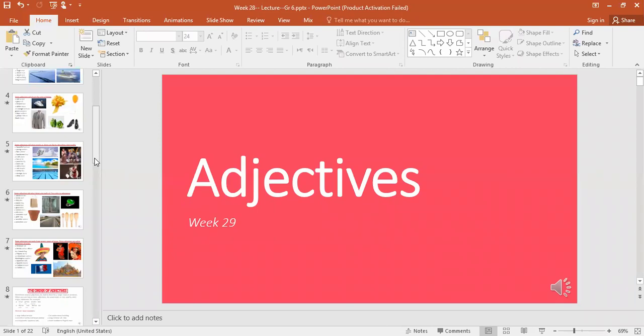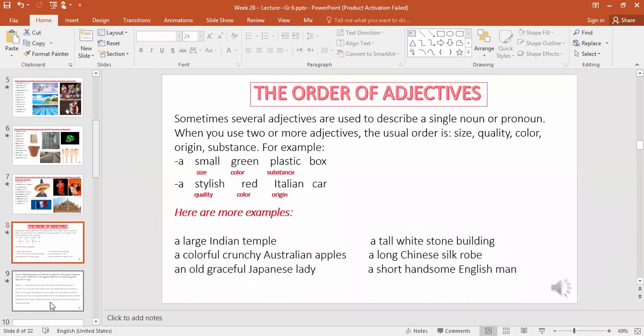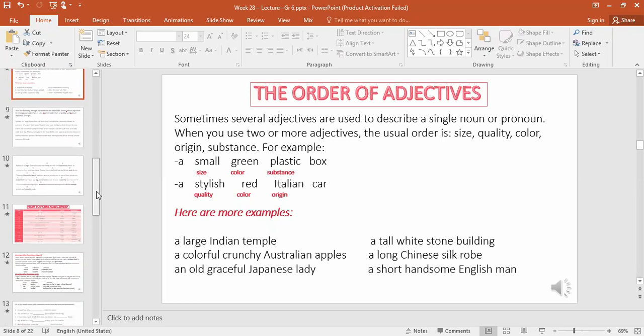We also talked about the order of adjectives, and we said that in case you are using more than one adjective to describe a single noun or pronoun, then you have to use a certain order in this case. And we said that this order is the size, the quality, the color, the origin, and the substance. In this case, you have to follow the order. We also gave some examples about the order of adjectives and so on. Okay, clear? Till now, any questions? No questions, miss. Okay.